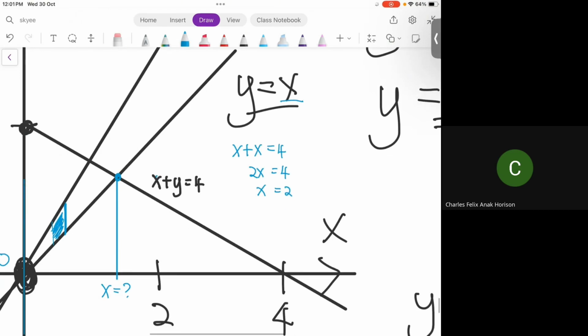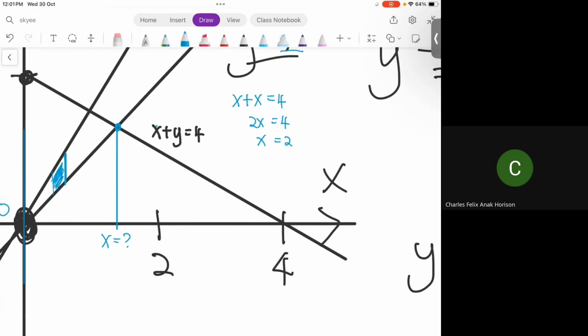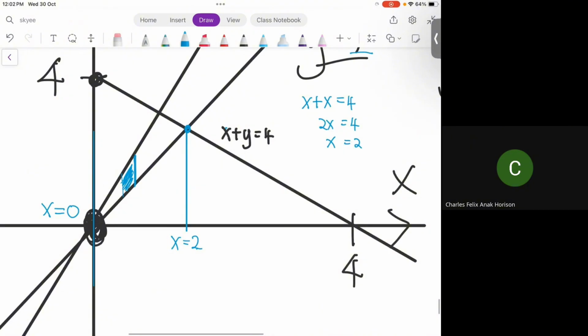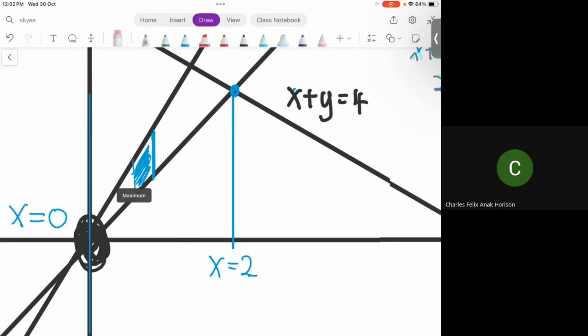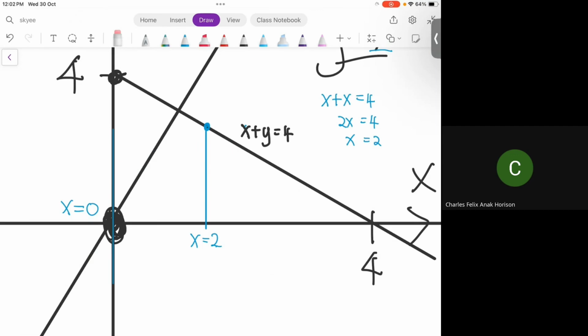So this one will be equals to 2. Write down here 2. So your x will be from 0 to 2. Now, let's see what happens.